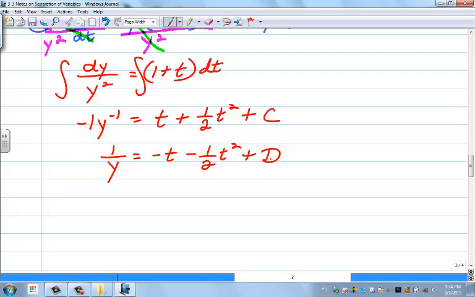And then the next thing we'll want to do is basically take the reciprocal of both sides, by multiplying both sides by y and dividing both sides by this expression. Okay, so I'm flipping both sides, basically taking the left and the right, flipping them. So I get y equals 1 over negative t minus 1/2 t squared plus d.